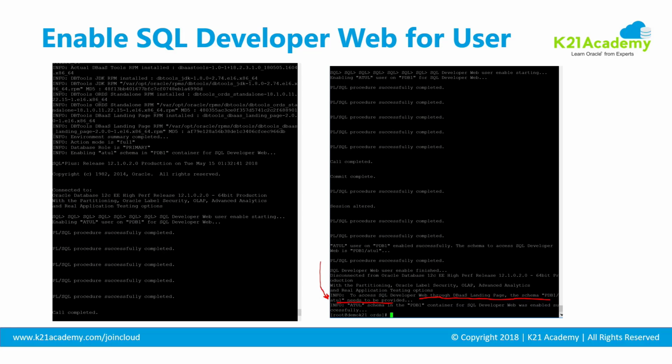access SQL Developer Web through DBaaS landing page, the schema, and now it's giving me the schema path which I'm going to use on the URL. It's saying schema is PDB1, which is my pluggable database, and also /Atul, and Atul is my schema name. So this is how I need to connect.